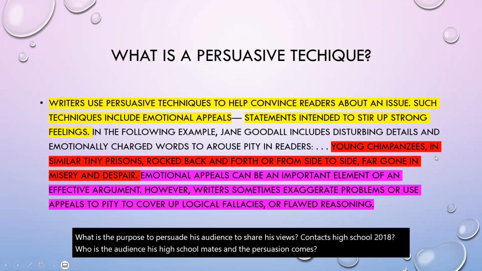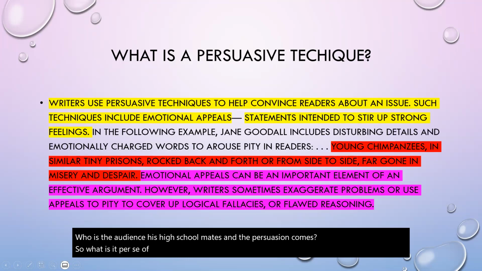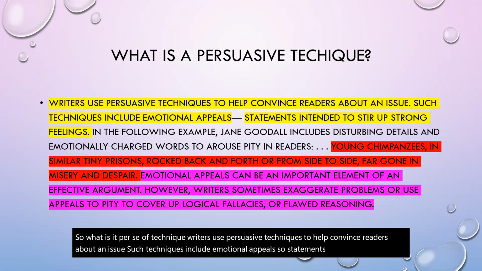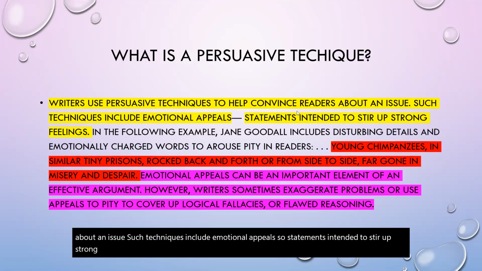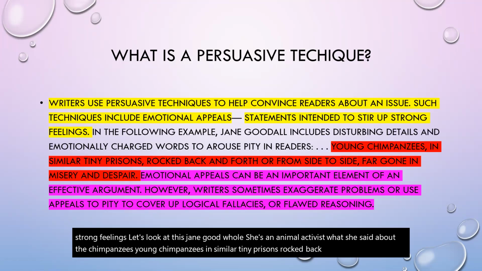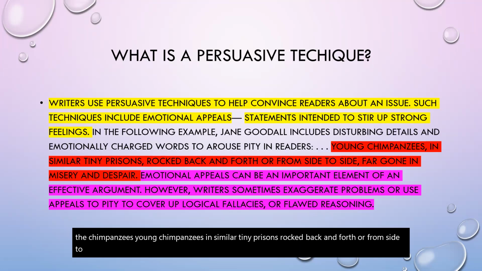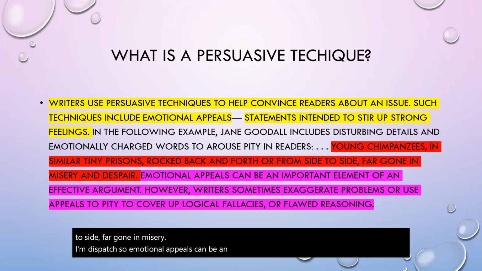So what is a persuasive technique? Writers use persuasive techniques to help convince readers about an issue. Such techniques include emotional appeals, so statements intended to stir up strong feelings. Let's look at this Jane Goodall. She's an animal activist. What she said about the chimpanzees. Young chimpanzees in similar tiny prisons, rocked back and forth or from side to side, far gone in misery and despair. So emotional appeals can be an important element of an effective argument.